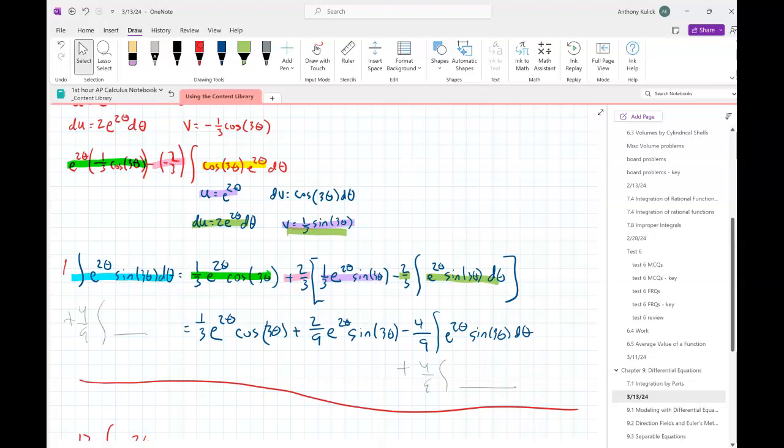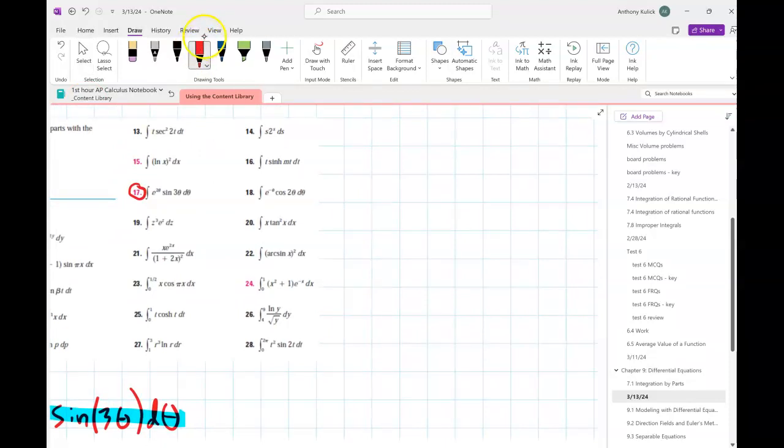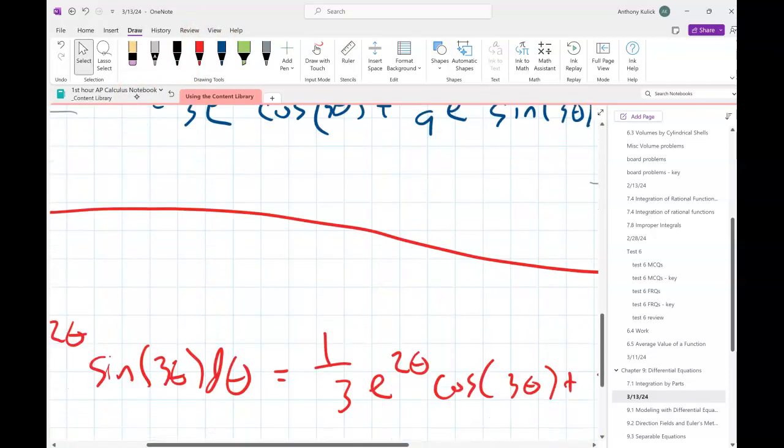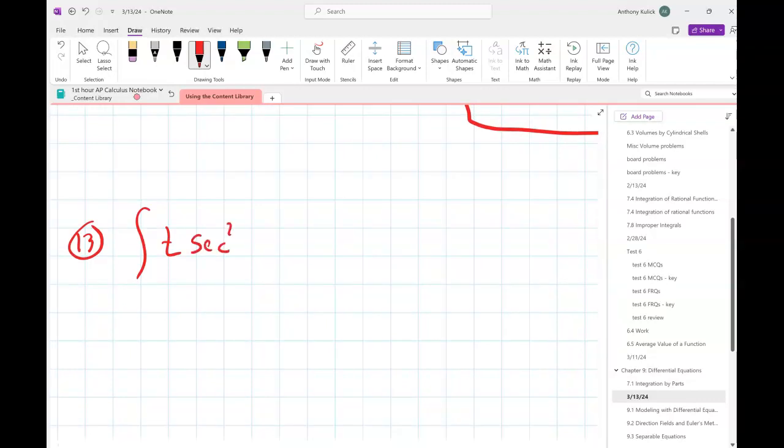Others from homework. Shoot, Rita. Number 13, please. Same section of homework? Yeah. Okay. So that's the integral of t secant squared 2t dt. Did I copy that correctly? Okay. Critical to do that check before we start.